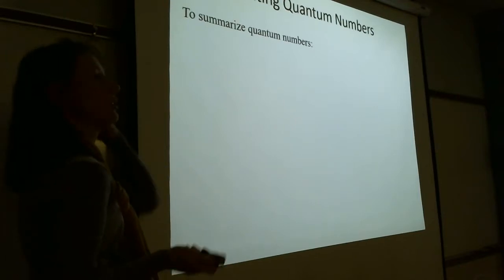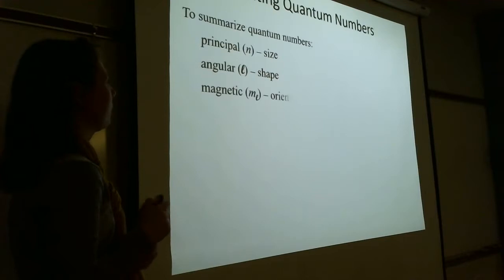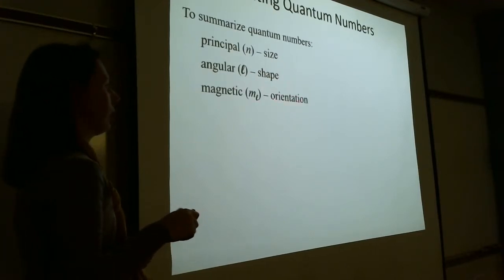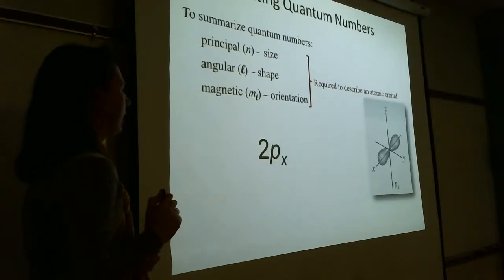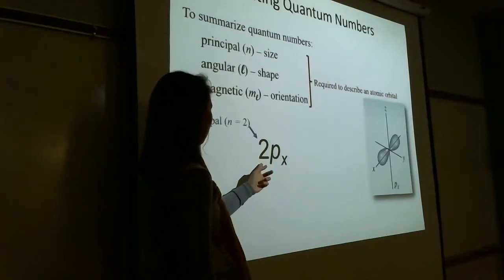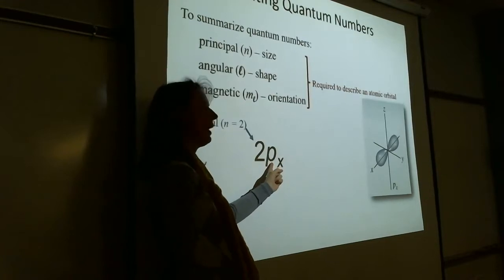All right. So let's talk about how we write this. N is the size. L is the shape. This is the orientation, which I'm not going to get obsessive about how you orient it. Okay? So for instance, if I said it's a 2px, that means n equals 2. And what would L be? If it's a p orbital, what would L be?